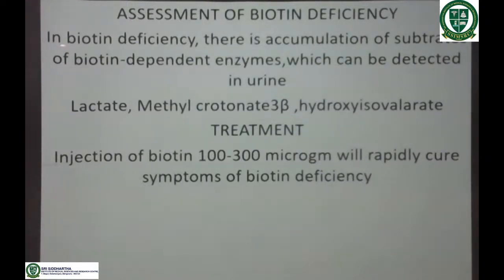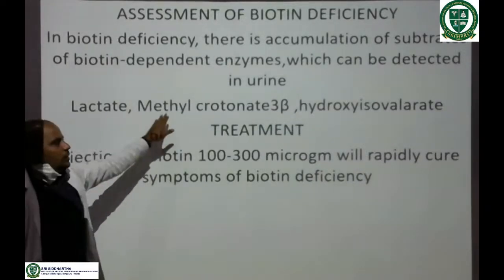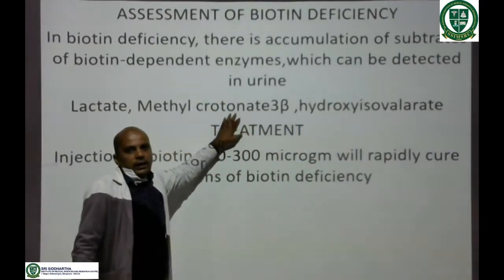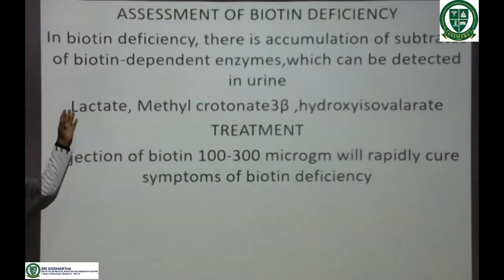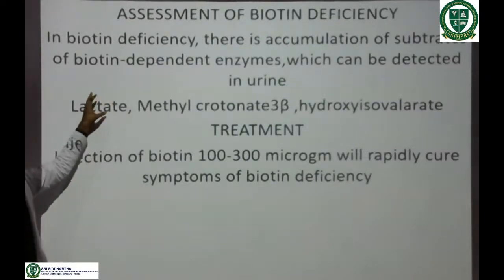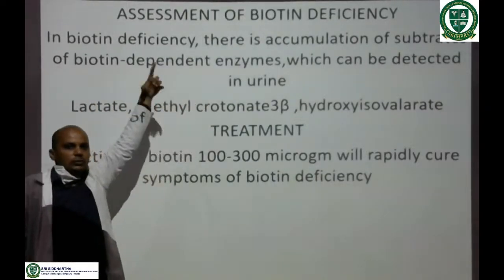In biotin deficiency there is an accumulation of the substrates of biotin dependent enzymes. I told you in an earlier class which are the four important carboxylase enzymes which are required by biotin: pyruvate carboxylase, acetyl-CoA carboxylase, and the others. So if there is any deficiency of biotin, the substrates will accumulate. These will be lactate, methylcitrate, hydroxy isovaleric acid. These are the important substrates which get accumulated in our body due to biotin deficiency.